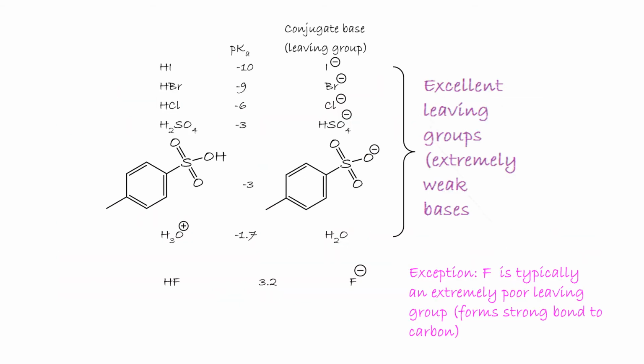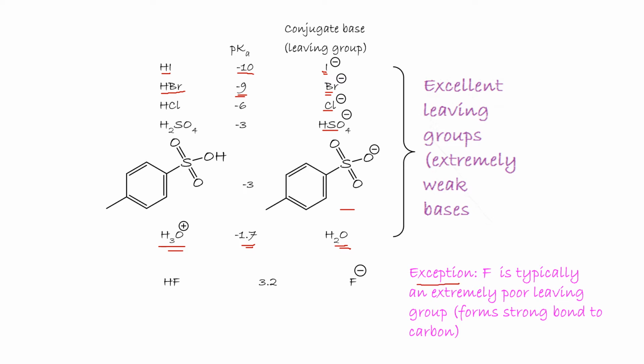So here is hydroiodic acid, a very strong acid. Its conjugate base is a weak base. HBr, again pKa of about -9, so it's a strong acid and has a weak conjugate base, Br-. Cl-, sulfates. H3O+, again a strong acid, with water as the weak conjugate base.